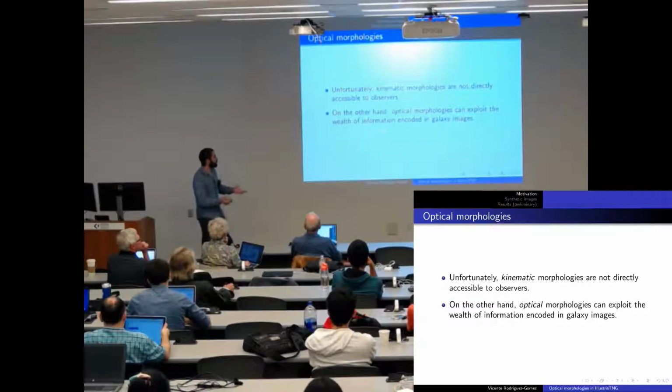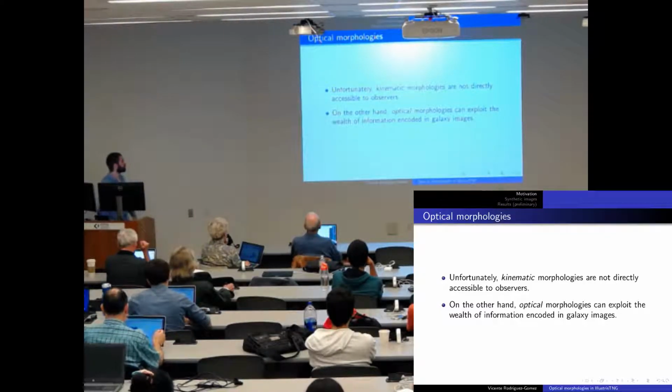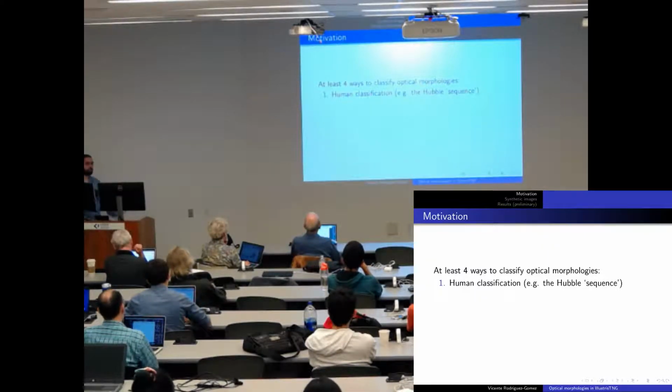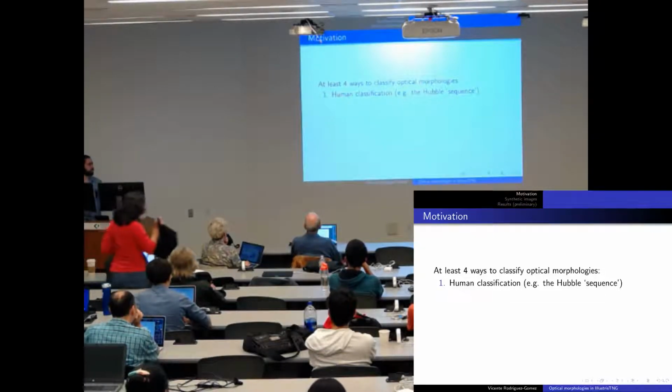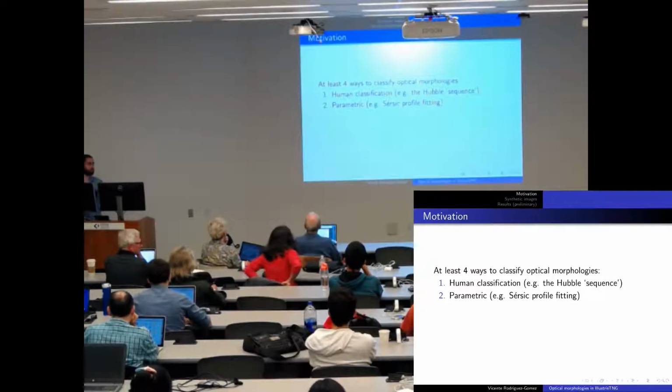So now, the next stage is to measure optical morphology, something you can measure from images. This has a lot of information. There are at least 4 ways to classify optical morphologies. There is human classification, like the Hubble sequence, and this includes recent efforts like Galaxy Zoo and Citizen Science. There's parametric, such as Sersic profiles.